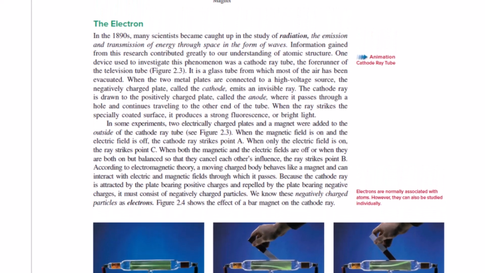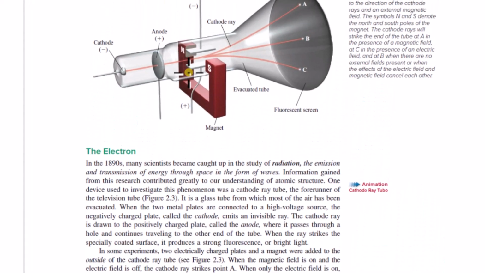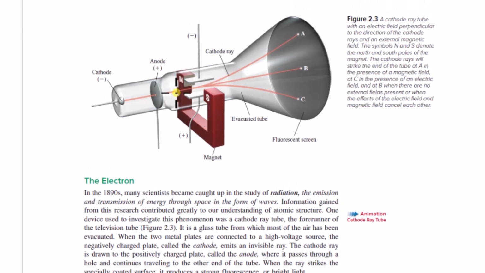Okay, so they added electrically charged plates and a magnet to the outside of the cathode ray tube, in this middle portion where this invisible ray was traveling towards the detecting screen. And just by playing with the charge on the plates and the strength of the magnet, they were able to deflect this invisible ray.